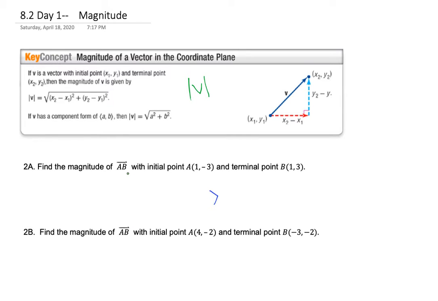So let's find the magnitude of vector AB. We actually already did the component form of this one. So the component form of this one was 1 minus 1 is 0, 3 minus a -3 is 6. And now we just need to put it into this Pythagorean theorem. Okay? So we have the square root of 0 squared plus 6 squared, which is the square root of 36, which is 6. Okay, so the magnitude of vector AB is 6, and I'll write that out. So you can kind of see that.